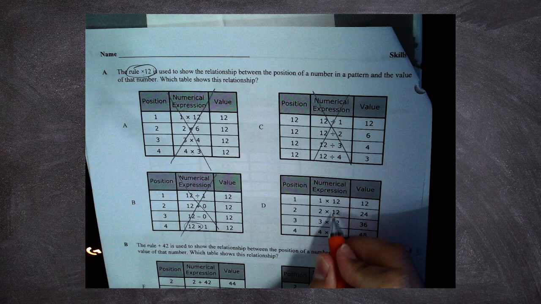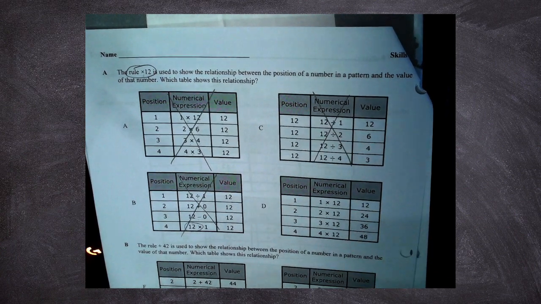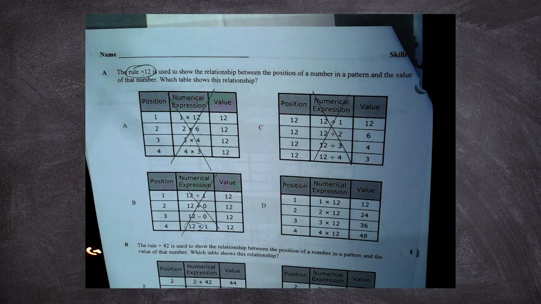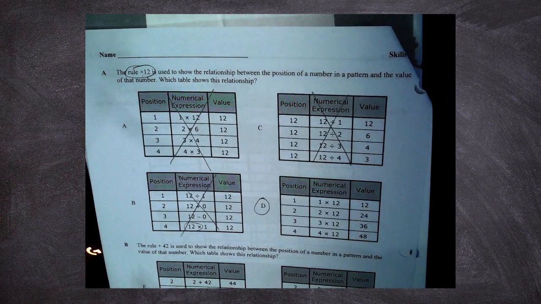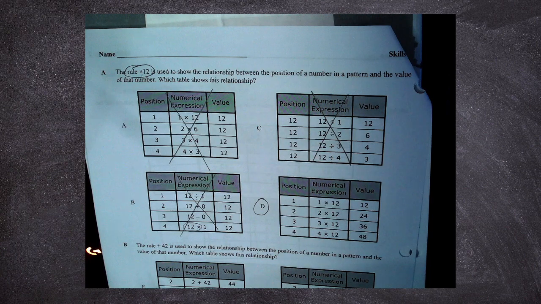Times 12, 12, 12, 12. This is the only one that followed the rule. So my answer has to be, remember, if they call something a rule, that means it has to be followed by everything. Every one of them has to follow the same rule.